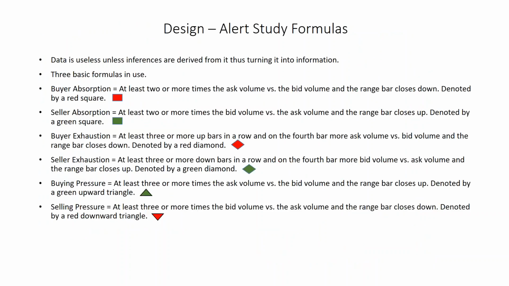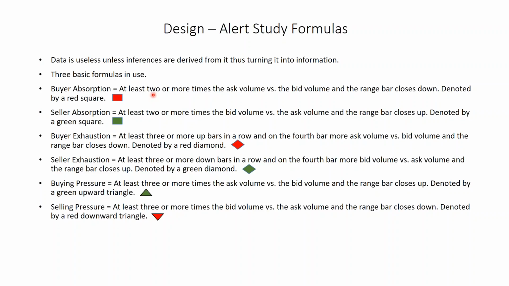this goes back to my old system design work. What we do is we've accumulated a bunch of data, but data is useless unless you can infer something from it and turn it into information. There are actually 4 formulas, but I don't use one anymore. It just gave too many signals, and they weren't valid. So the 3 basic formulas that I use are, first, buyer absorption. This occurs, and you can set these levels, but I use 2 times.